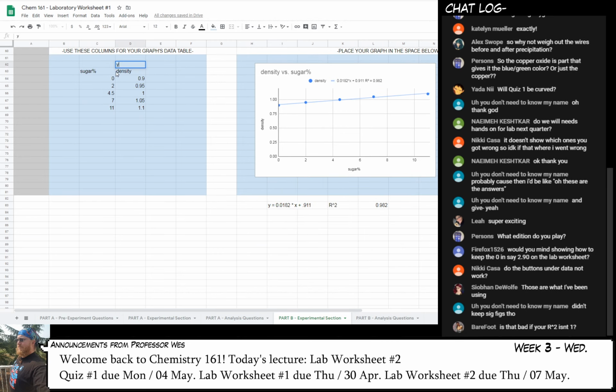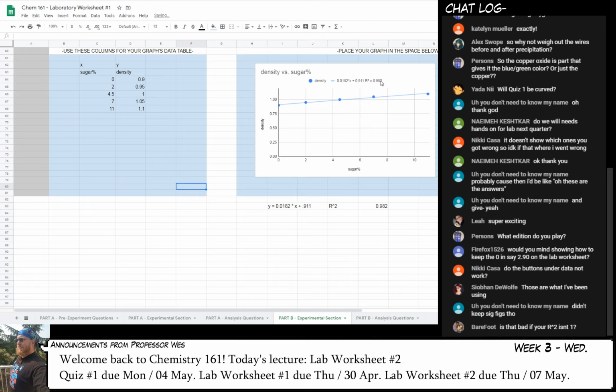Is it that bad if your R squared isn't 1? No, actually, you're never going to have an R squared of 1 because it's impossible to have perfect data. So me just making up data points and getting 0.982 is pretty good. That means, this is a percent really, you have a 98% correlation. If you had 0.99 for R squared, you had a 99% correlation. And that's really good, especially in science. If you have a correlation that's like 90 or better, you have a strong correlation.